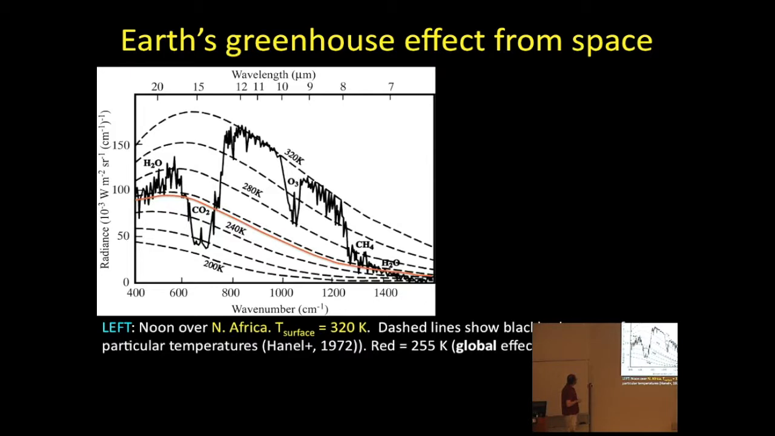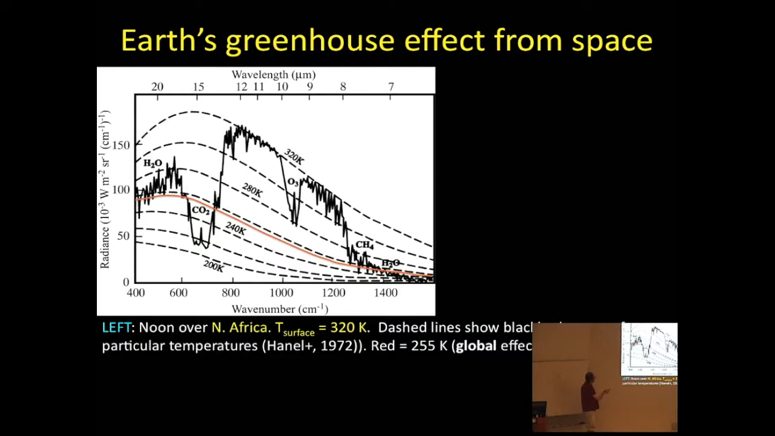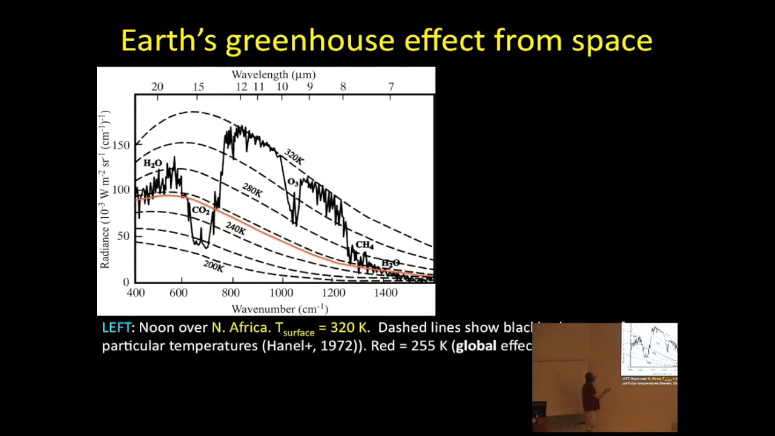On this diagram, this is actually a spectrum taken over North Africa, and what we see are various black body curves that are dashed, and then we see the actual curve from the Earth. And if the Earth were just a black body, this would, of course, be a smooth curve at the appropriate emission temperature. Instead, we have these bites out of it, the most prominent ones being CO2 and ozone. And those bites out of a smooth curve mean that something has to move up to compensate, which is really the greenhouse effect. So here we're seeing in this window a 320 Kelvin surface.